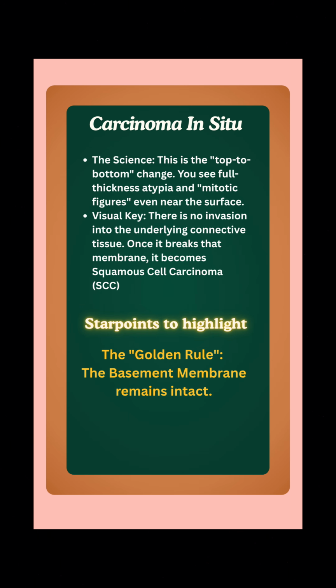After this, we have another stage called carcinoma in situ, that is CIS. This is the top to bottom change. You will see full thickness atypia and mitotic figures, even near the surface. And the golden rule is the basement membrane remains intact. Visually, there is no invasion into the underlying connective tissue. Once it breaks that membrane, it becomes a squamous cell carcinoma.